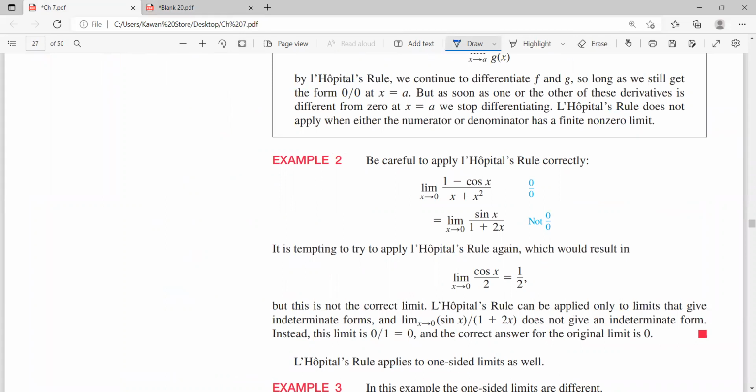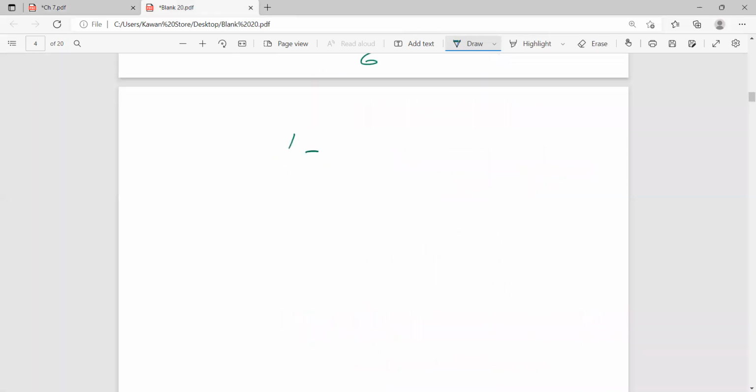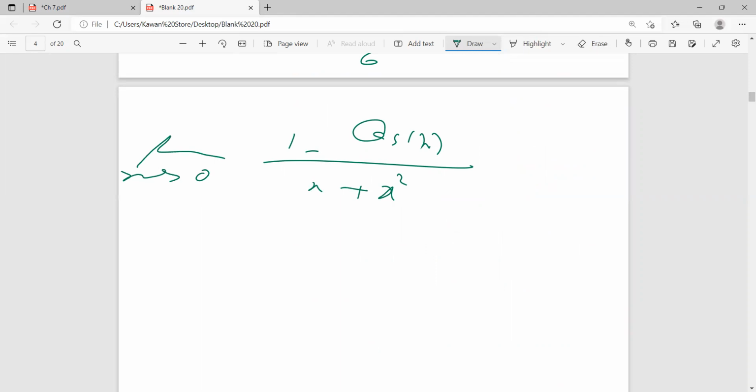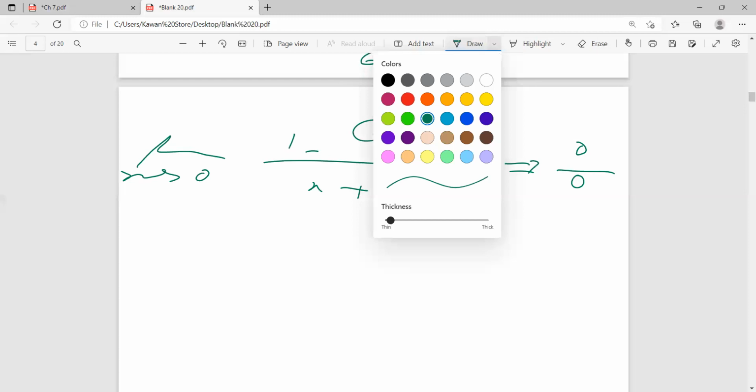Be careful. Apply L'Hopital's rule correctly. What do you mean by that? Take the limit of (1 - cosine of x) over (x + x squared) as x approaches 0. As I told you, because there is x to the power 2, you may think we need L'Hopital twice. I don't know; we should apply it. If I put 0, I get 0 over 0. Now, how do we solve that one?